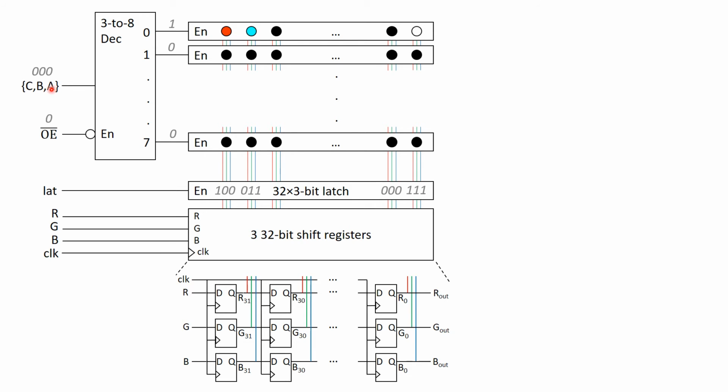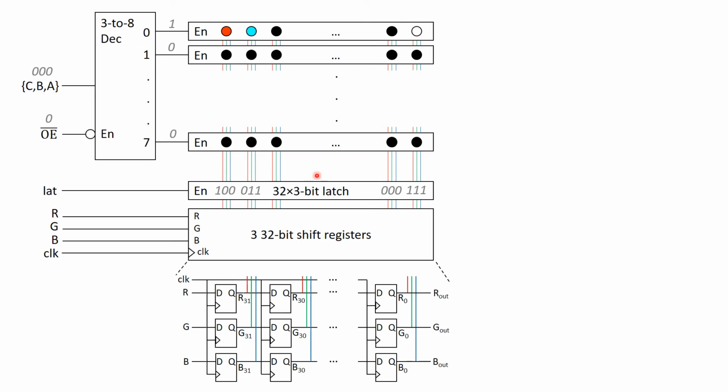So we're going to assume that C, B, and A are all 0, meaning that we're enabling row 0 here. You'll also notice that the output enable signal is 0, meaning that since this is an active low signal, we are enabling that row, so we've enabled row 0.